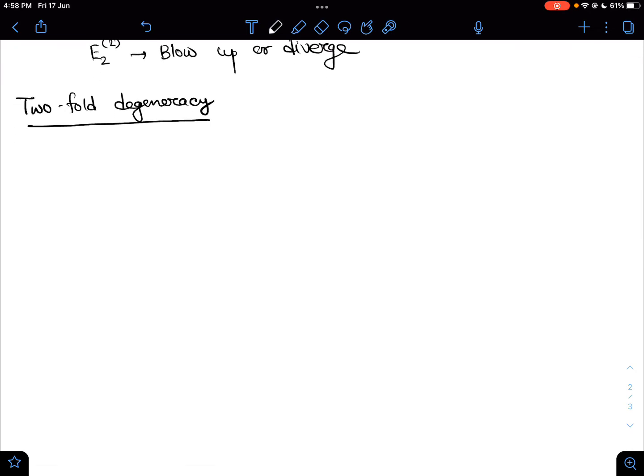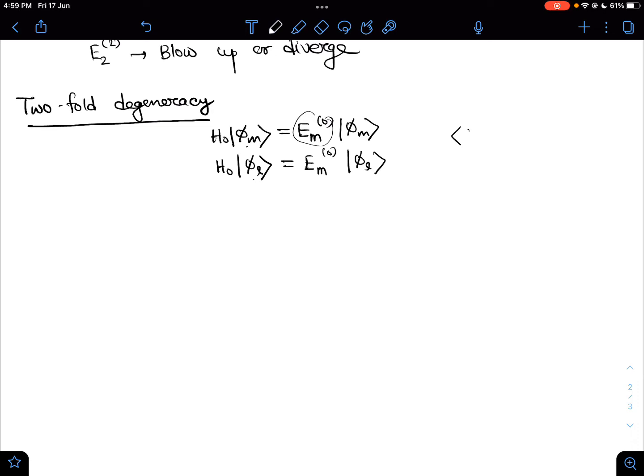So what does the twofold degeneracy mean? It means we have two eigenstates which are degenerate. This is our first eigenstate, which is one of the degenerate states, and here we have the second eigenstate. Since these are degenerate, the energy values will be the same, so it will also be EM0 for phi m and phi l. And these states, phi m and phi l, are orthonormal, so this inner product will be 0.